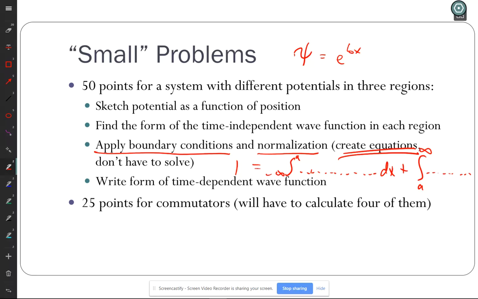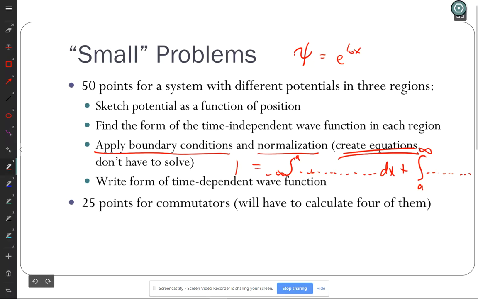Okay, so it should have a dx here, but I don't want to risk that again. So you would actually have to write it out with your functions in there, not just saying psi star psi. You write it out, but you don't have to solve. Right, you don't have to solve. That would be the end of that line.